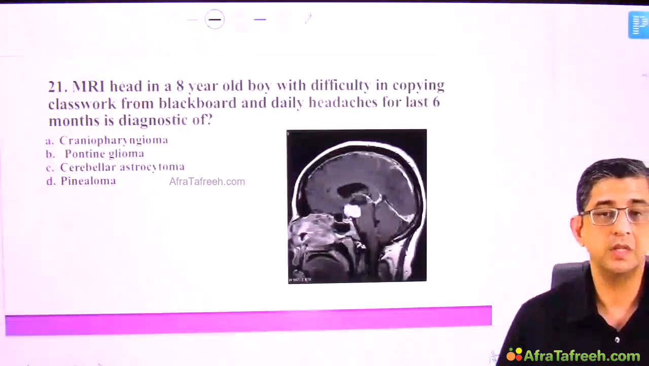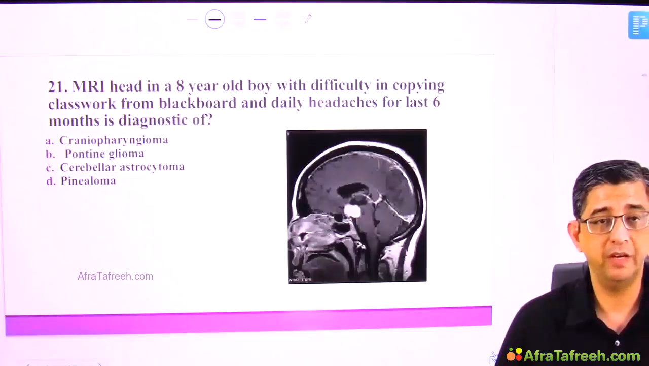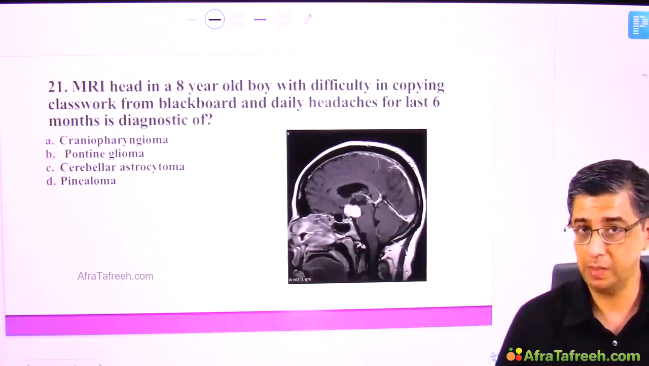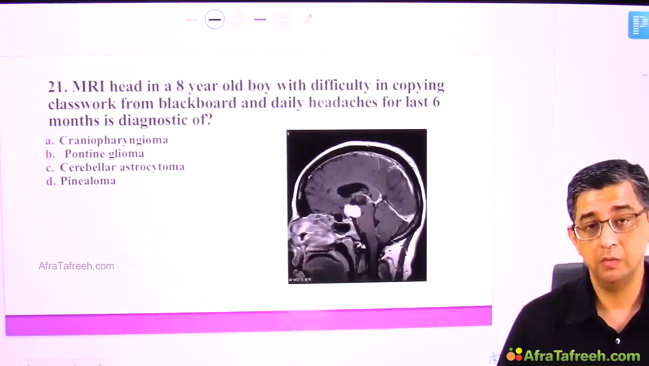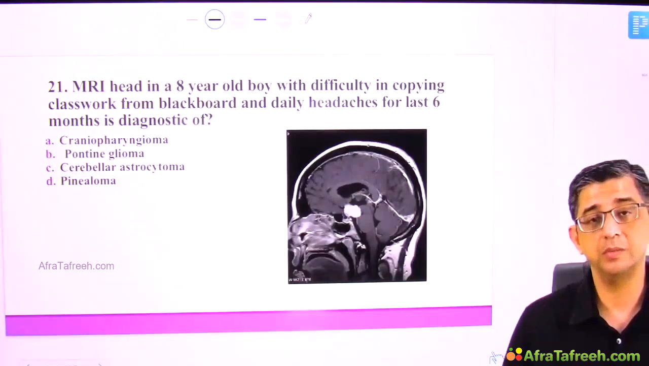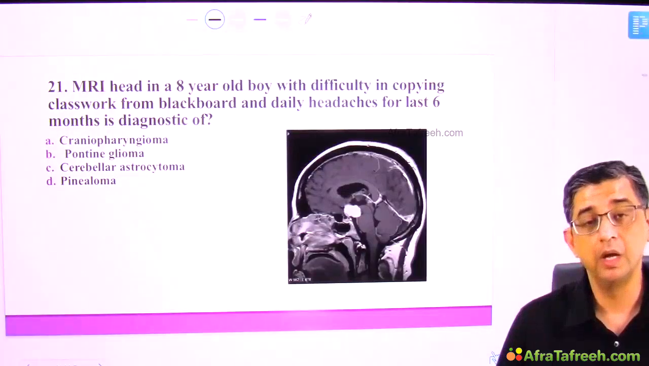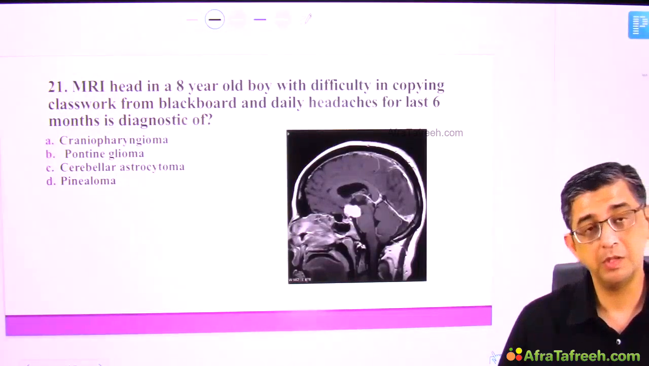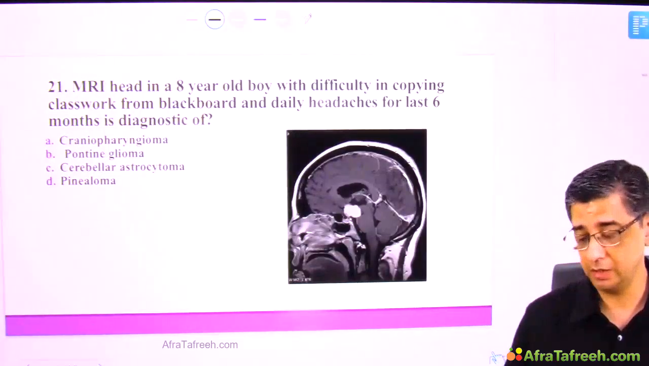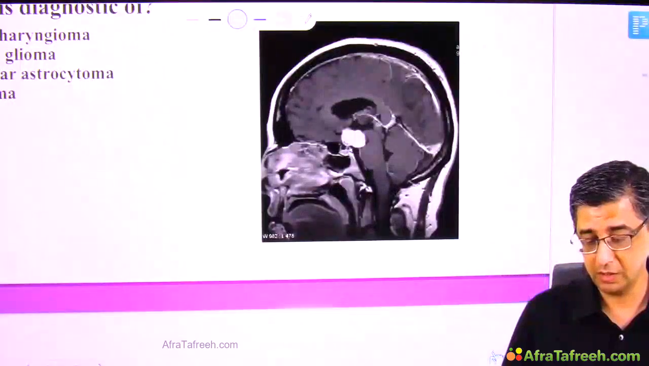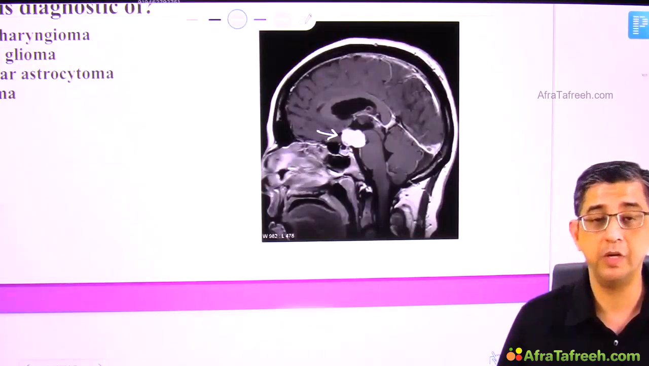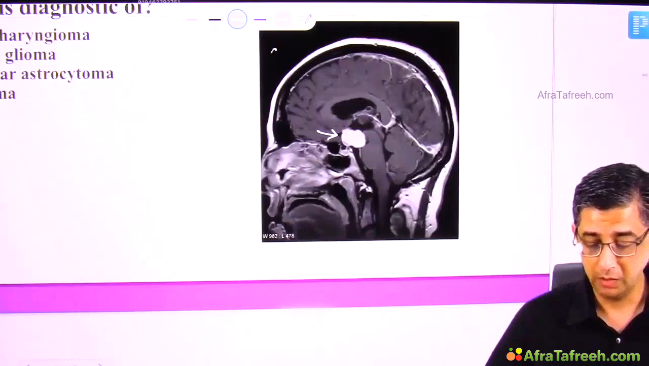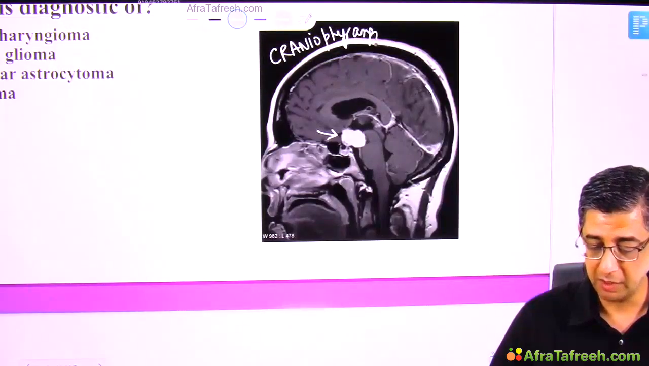Moving to the next question, he has given an MRI head of an 8-year-old boy who is having difficulty in copying classwork from the blackboard. So maybe a problem with visual acuity or refractive error, and daily headaches for the last 6 months. The first differential diagnosis from the history would be a refractive error, but because he has done an MRI also, there must be some kind of intracranial space occupying lesion, and you can definitely notice in this case a wide area which implies calcification in the brain in the area where the pituitary is supposed to be present.